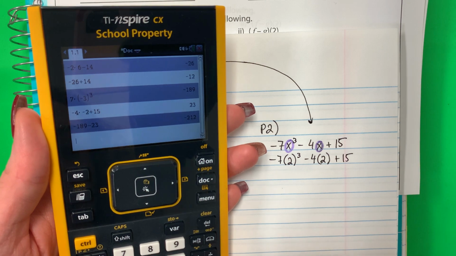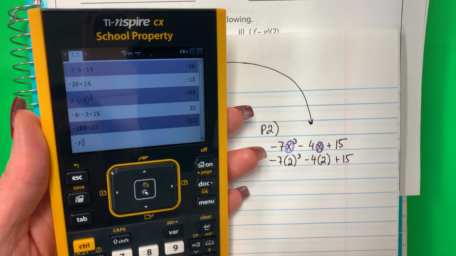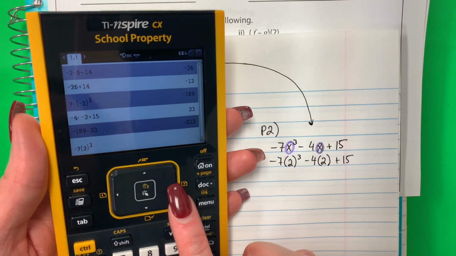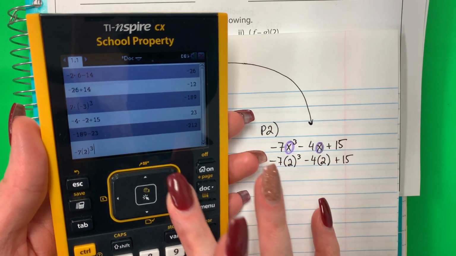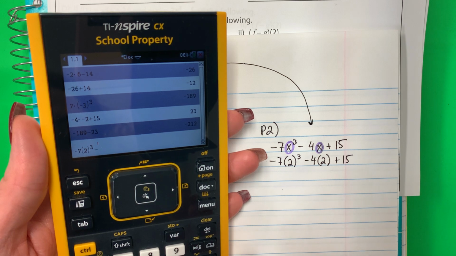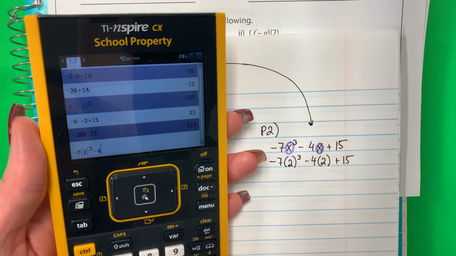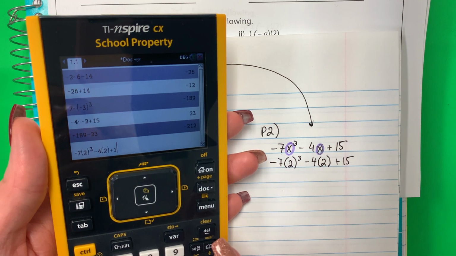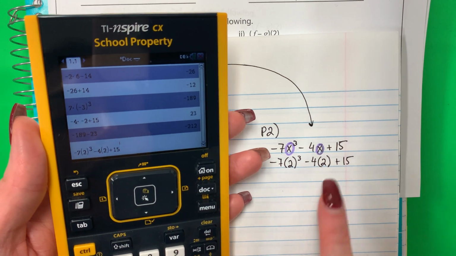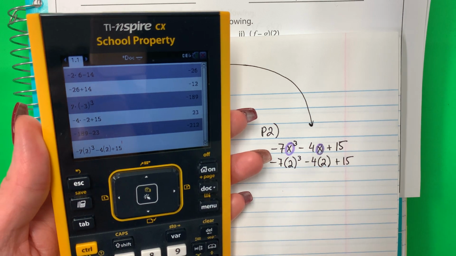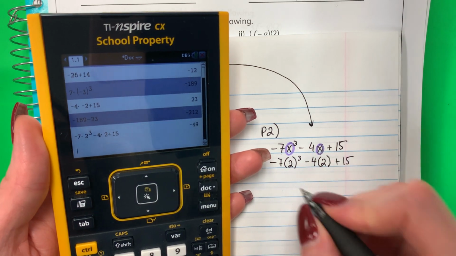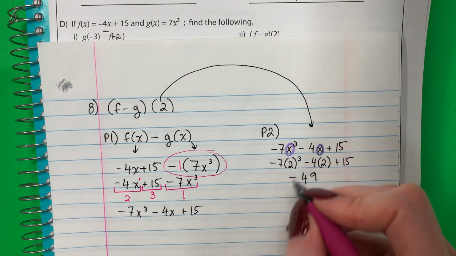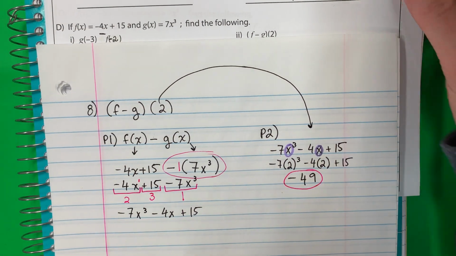Okay, so negative 7, parenthesis 2, parenthesis, cubed, exit out of the exponent, minus 4 times 2 plus 15. Let me check that I put it correctly. And it's negative 49, negativo 49. This is your final answer. Es la respuesta final. Negative 49.